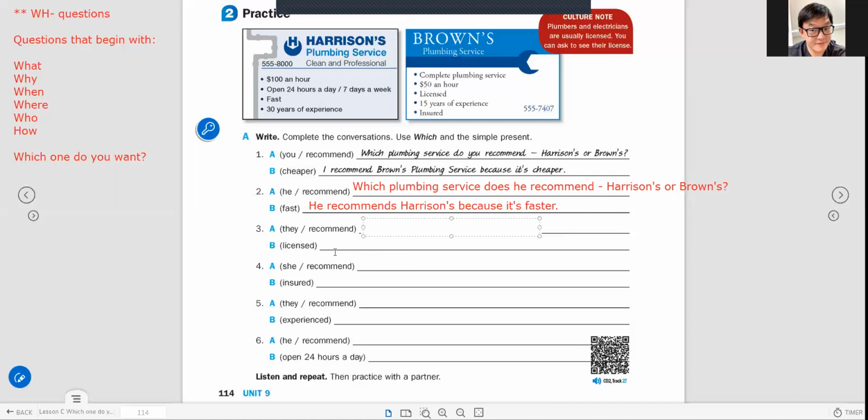Okay, again, they recommend. So which plumbing service do they recommend? I'm not gonna put Harrison or Brown's in every question because I just don't want to, I just want to save time, but you have to understand that this goes there, okay? But if you ask like this, it's not wrong, as long as the person understands which ones you're comparing, you know? Okay, so licensed. Which one is licensed? Brown's.